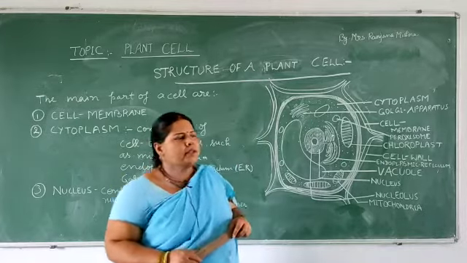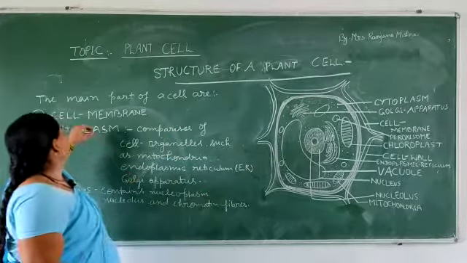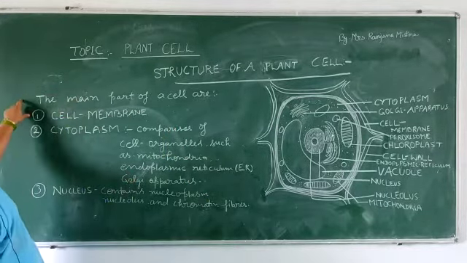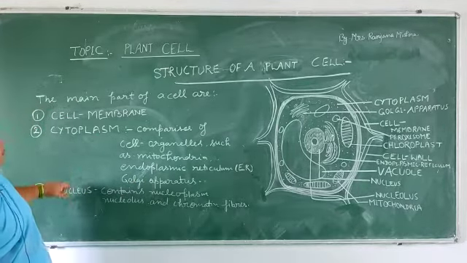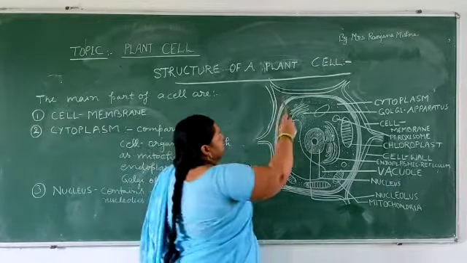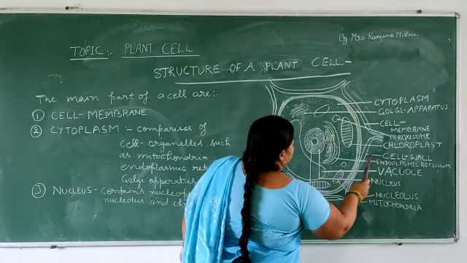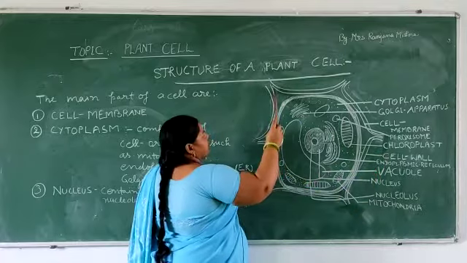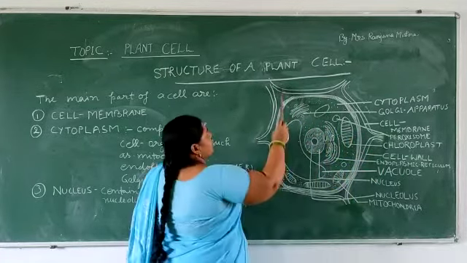Here we see the microscopic structure of a plant cell. The main parts of a cell are cell membrane, cytoplasm and nucleus. The outer part of this structure is cell wall, and the inner part of the cell is called cell membrane. Cell wall having cell membrane and cell membrane having the cellulose in plant cell.